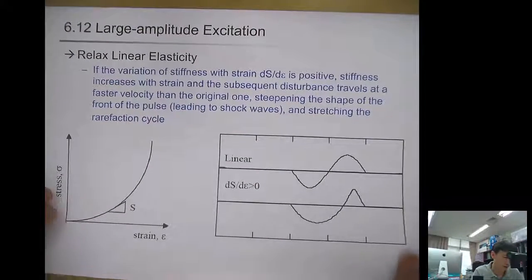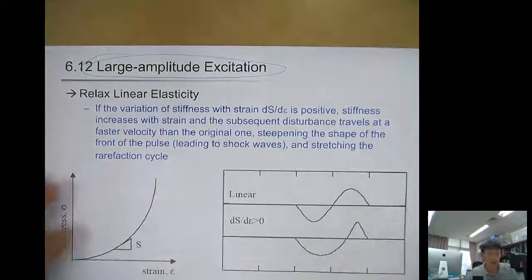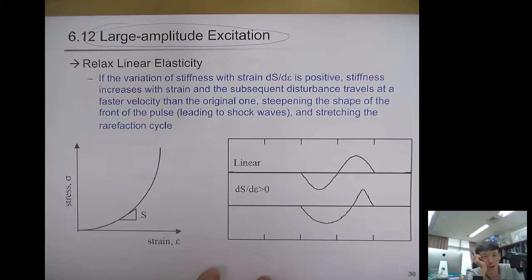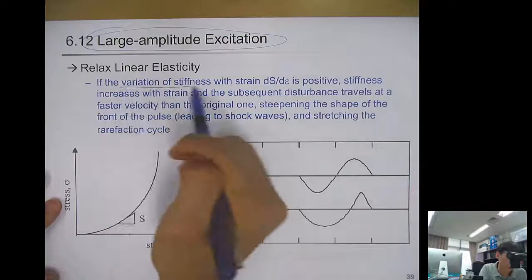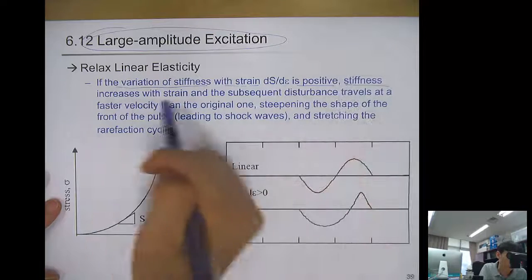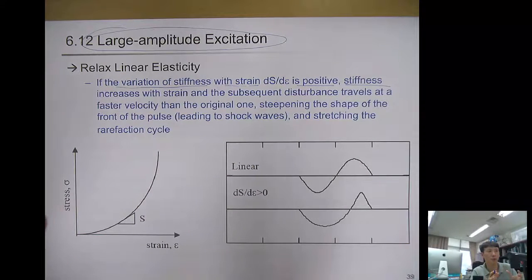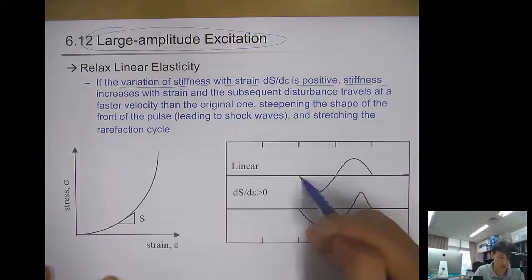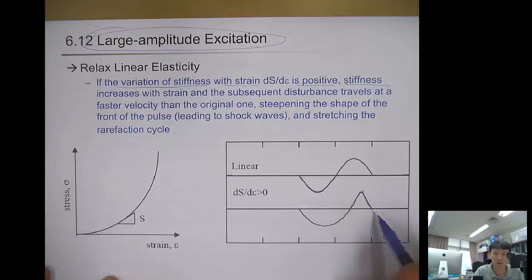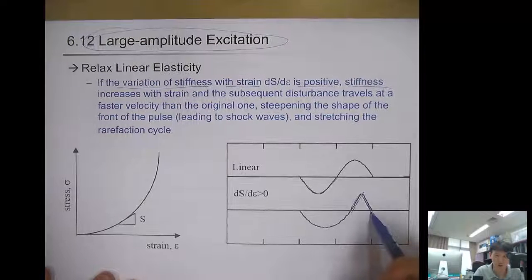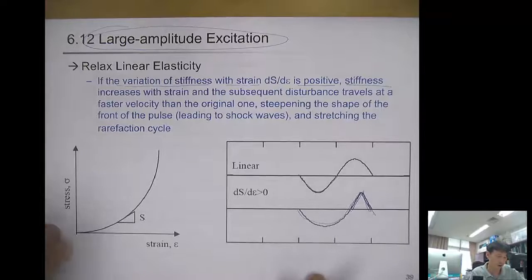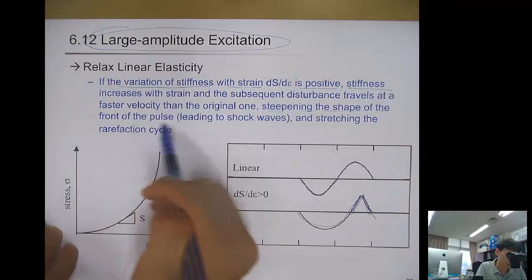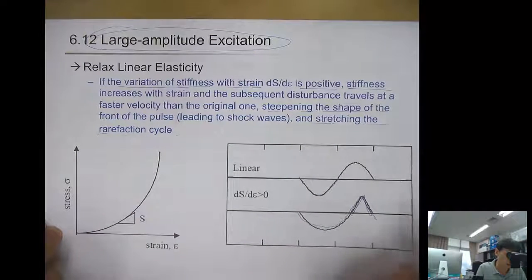And we can also relax linear elasticity when you have a large amplitude excitation. So you can think of the sonic shock. If the variation of the stiffness with the strain is positive, that means the stiffness increases with the strain. So if you push the material, for example air, if we compress the air really hard with a higher force, because of the large strain it will compress and the stiffness will increase. And then the first portion of the cycle affects the following strain. So now it becomes stiffer, so you have a very distorted wave like this. So you can see the stiffening of the shape of the front of the pulse, stretching the rarefaction cycle.